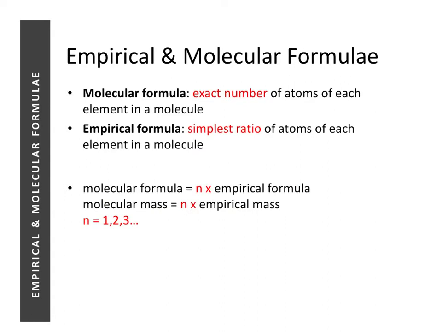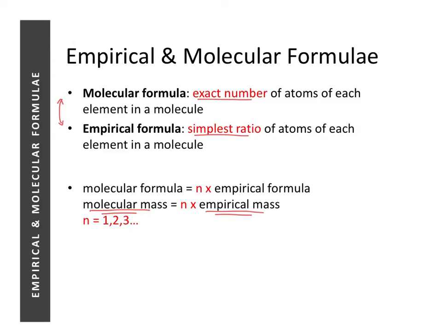Once again, molecular formula shows the exact number of atoms of each element in a molecule. Empirical formula shows the simplest ratio. So what's the relation between molecular and empirical formula? The molecular formula is n times the empirical formula, n being an integer, 1, 2, 3 and so on. Since the molecular formula is n times the empirical formula, the relative molecular mass will also be n times the mass of your empirical formula.